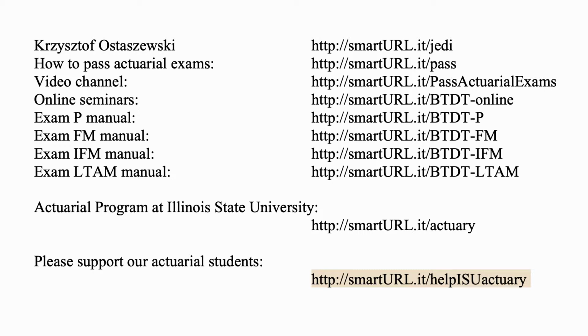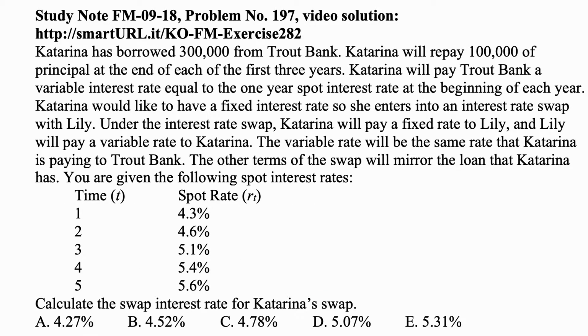Here's a problem for today for exam FM on financial mathematics. Katerina has borrowed $300,000 from Trout Bank. Katerina will repay $100,000 of principal at the end of each of the first 3 years.